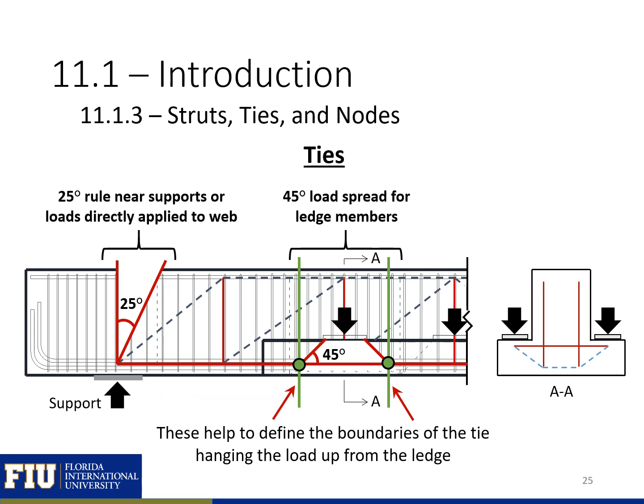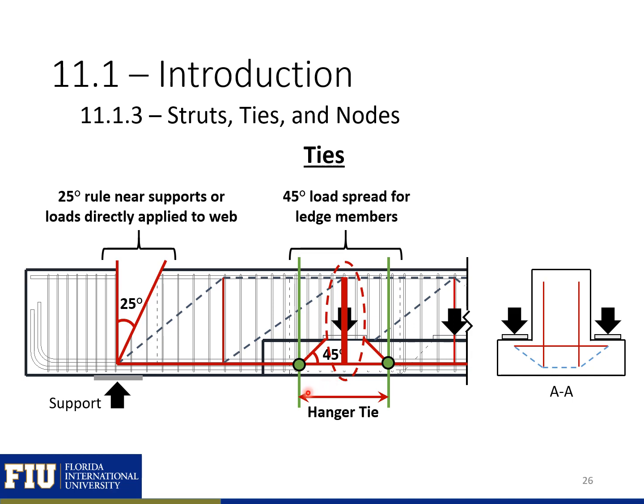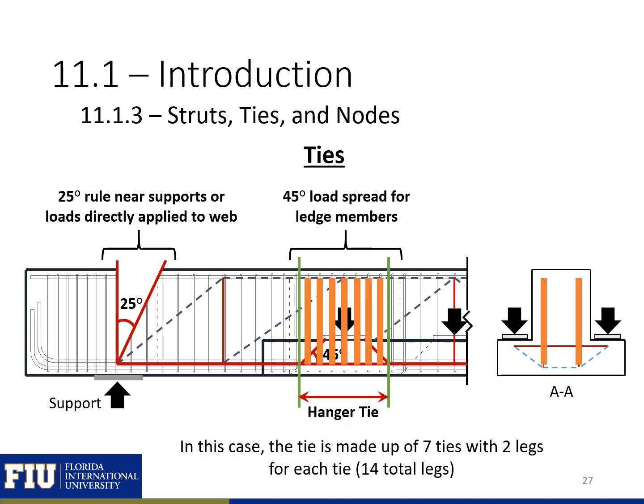We can use the 45-degree load spread rule to determine how much of the hanger reinforcement is engaged. So we're assuming a 45-degree load spread, and we have the boundaries of our hanger tie here. You can see that all this reinforcement contained in this region is going to make up our hanger tie. In this case, there are 7 ties contained in this hanger tie region, and each tie has 2 legs of reinforcement. So we have 14 total legs making up this hanger tie.